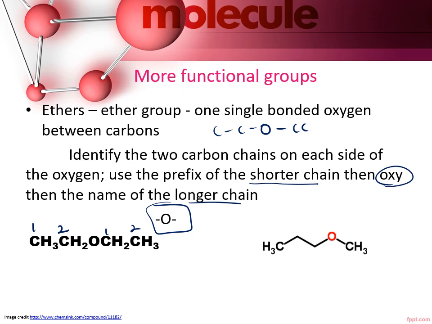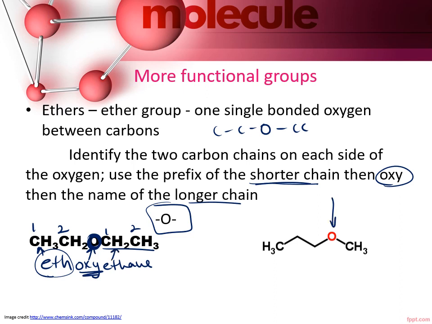So I'm going to start with either one, it is going to be eth. So we're going to call it eth, and then that O in the middle is going to be oxy. And then the rest of it is ethane. Ethoxyethane. Tells us that I have 2 carbons and then an oxygen and then 2 more carbons.